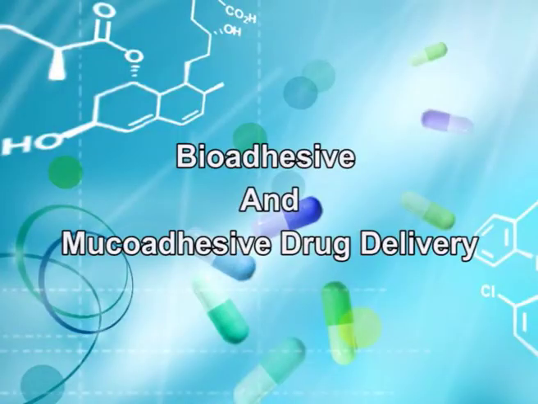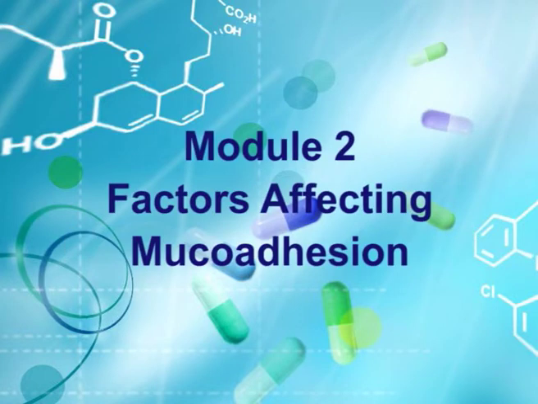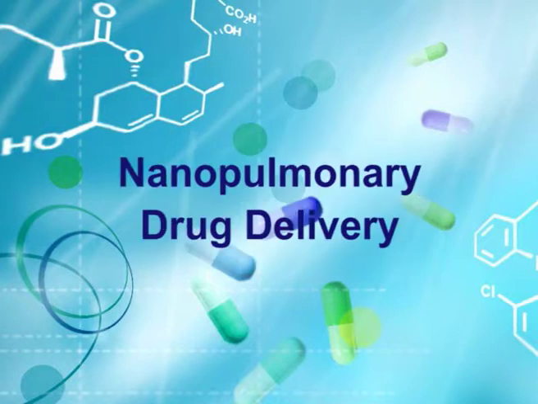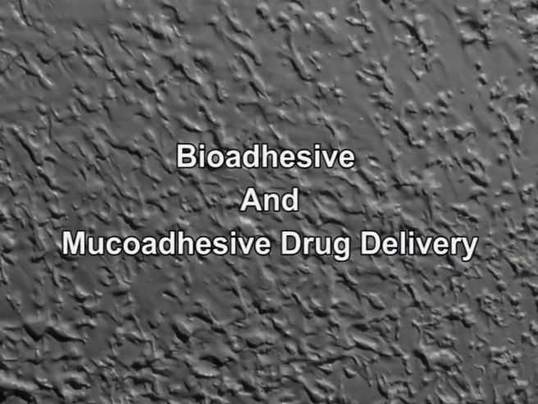Let's start our episode by taking a look at what we are going to learn today. In module 1, we learn about bioadhesive and mucoadhesive drug delivery. In module 2, we learn about the factors affecting mucoadhesion. In module 3, nanopulmonary drug delivery. The whole chapter is divided into 2 episodes. In the first episode, we learn about the bioadhesive mucoadhesive drug delivery system and their affecting factors, followed by the nanopulmonary drug delivery system. Module 1, that is bioadhesive and mucoadhesive drug delivery.